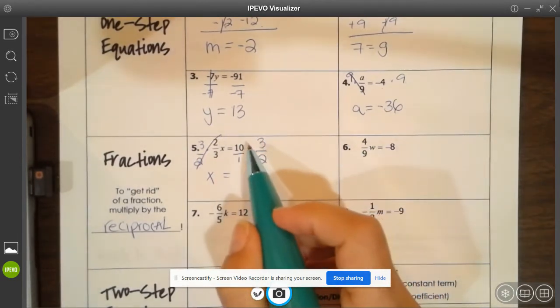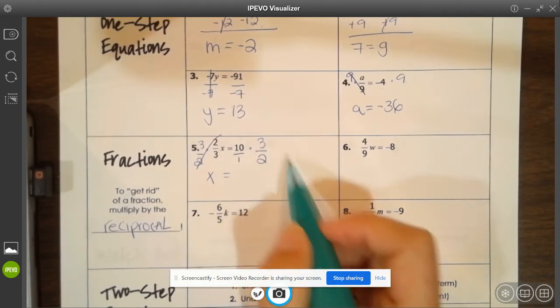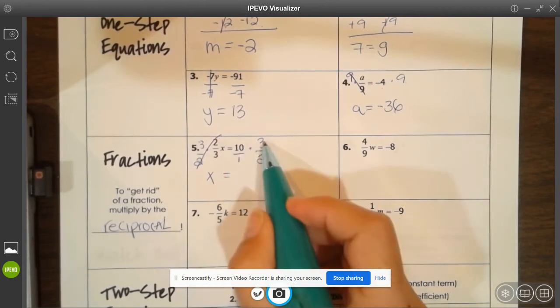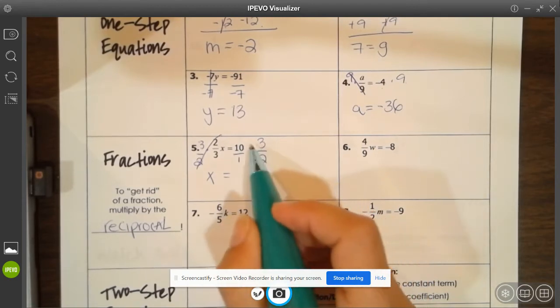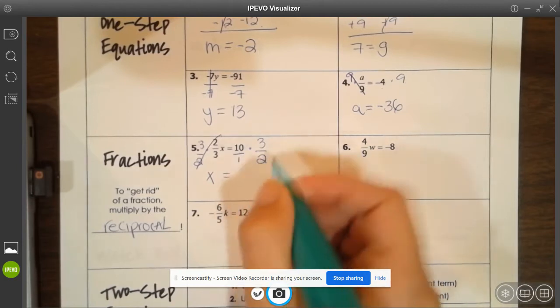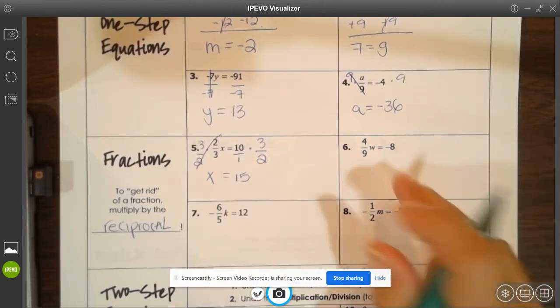You remember how to multiply fractions. You multiply numerators and then multiply denominators, and then you divide. 10 times 3 is 30, and 1 times 2 is 2. So that's 30 divided by 2, which is 15. And that's your answer. Let's try it again.